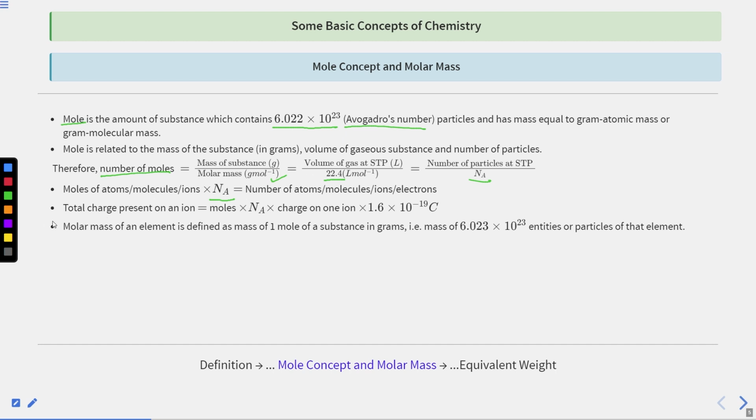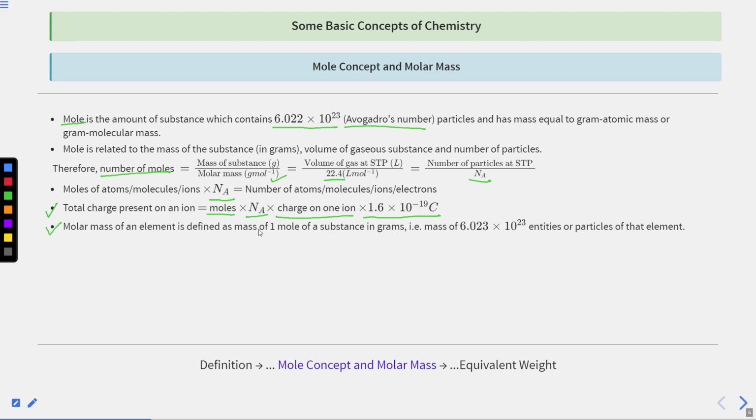Okay. Second important thing, the total charge present on an ion. If we want to find that out, it can be written in terms of the number of moles. That is, number of moles multiplied by Avogadro's number, multiplied by the charge on one ion, and multiplied by 1.6 into 10 to the power minus 19 coulomb, which is the charge of an electron. So this is the way by which we can find out the total charge present on an ion.